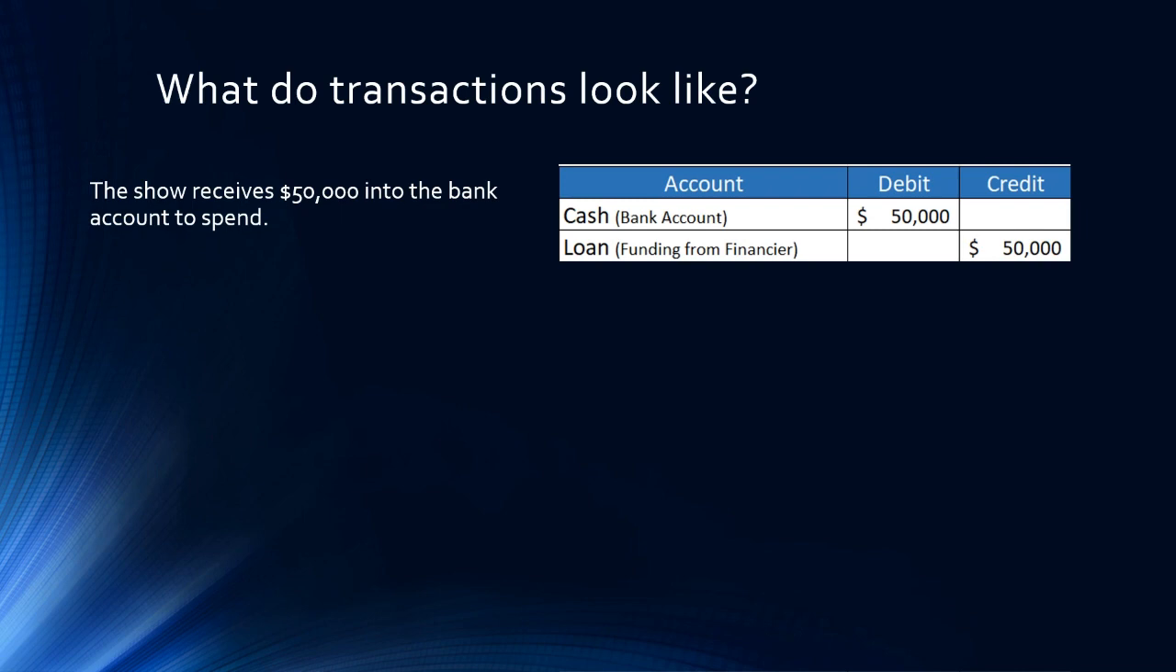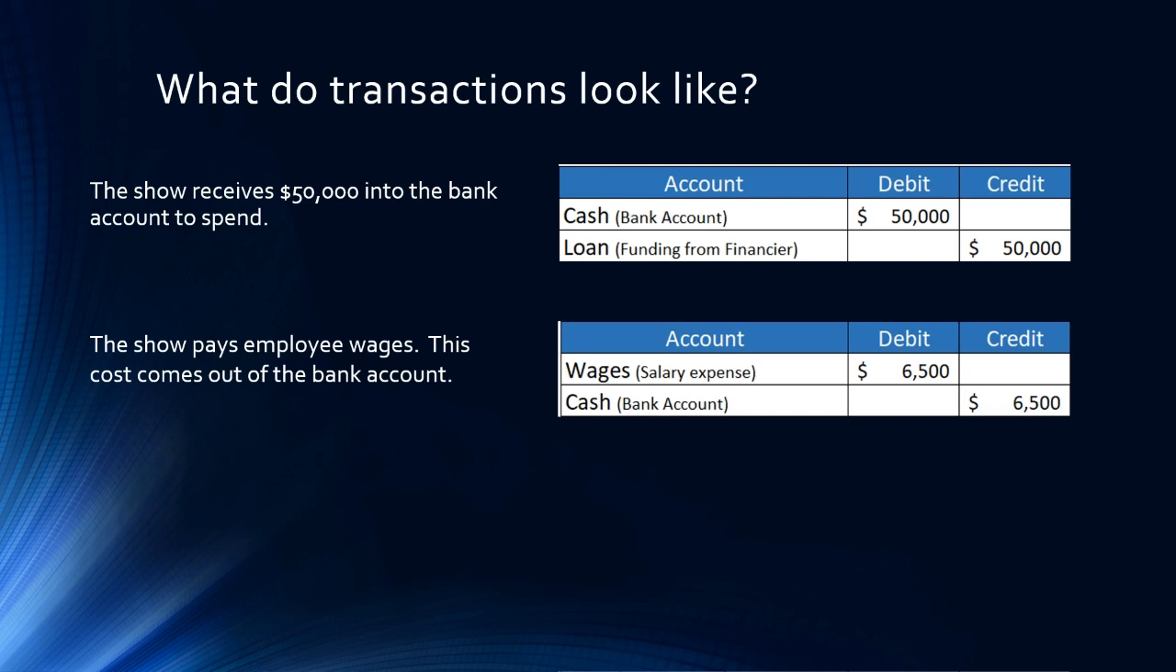The other side of this transaction is a $50,000 credit to the loan or the amount funded by the financier. We know that a loan is a liability account and that a liability account is increased by a credit entry. Therefore, this shows that the amount of the loan, or rather the amount of funding provided by the financier, has also increased by $50,000. What happens when we pay payroll?